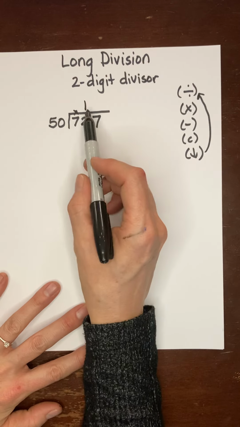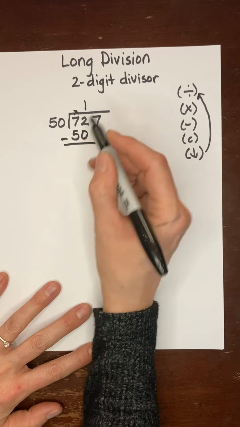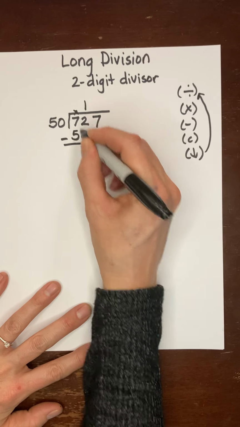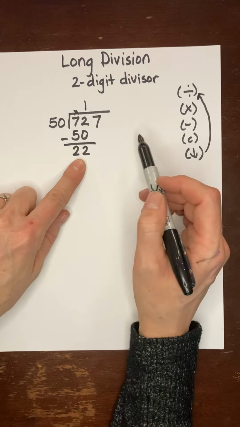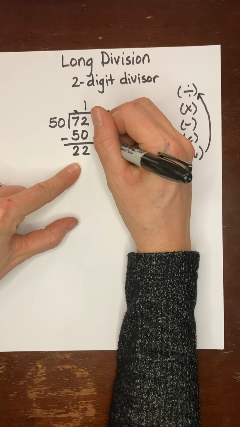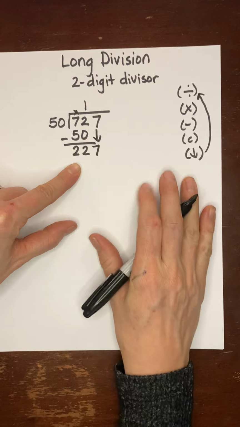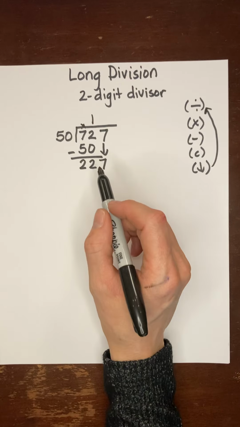Let's multiply. 1 times 50 is 50. Let's subtract. 2 minus 0 is 2. 7 minus 5 is 2. Compare. Is 22 less than 50? It sure is, so we can go ahead and bring down our next number, which is 7. Okay, how many times does 50 go into 227?